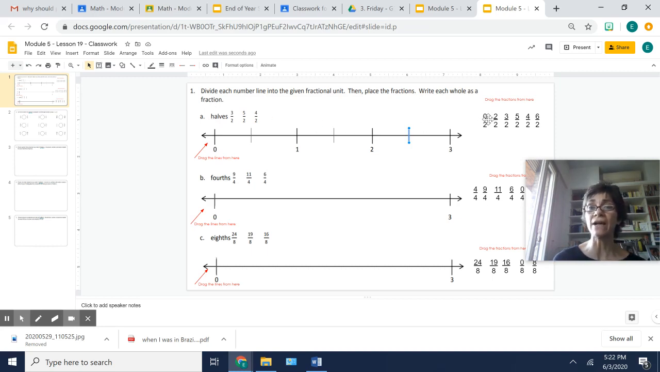Then you have 2 halves. I know that's 1, so I'm going to place it here. 3 halves is 2 halves plus 1 half, so I'll place it here, and so on. So you place all of your fractions. Then you do the same with the next number line.